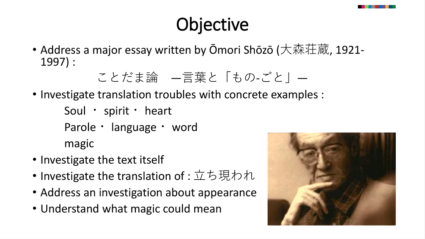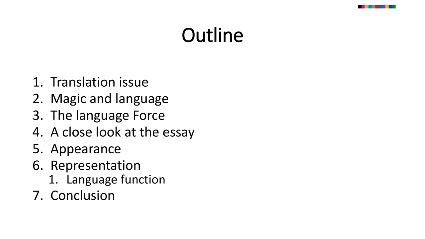So in order to do that, I prepared seven chapters. The first is the translation issue. The second is the magic and language relation. The third is the language forces. The fourth is really going to have a close look at basically the text contents. And then on the fifth stage, we're going to talk about the appearance. And just after, the representation with the language functions, and the conclusion finally.